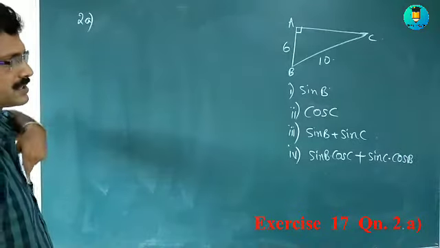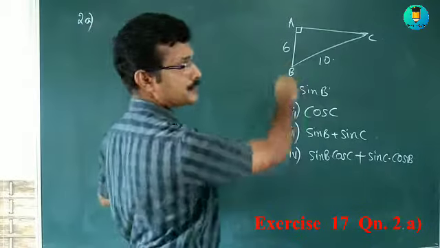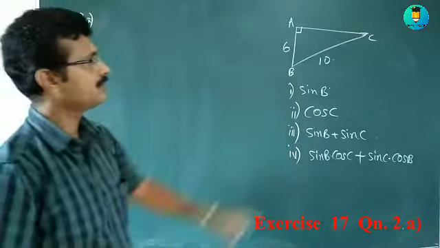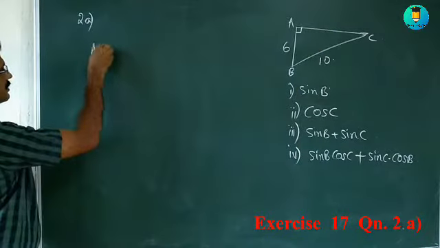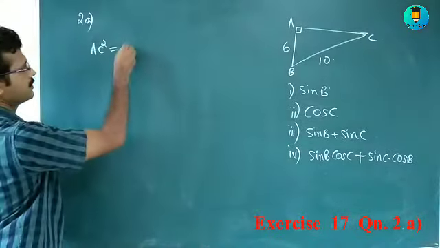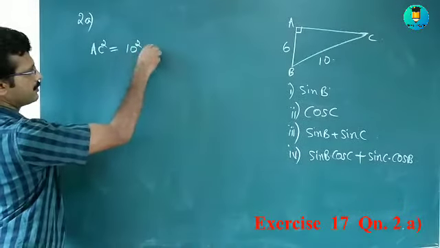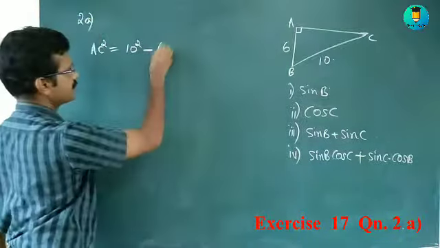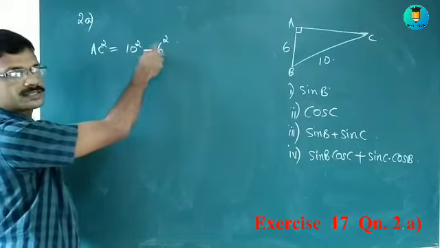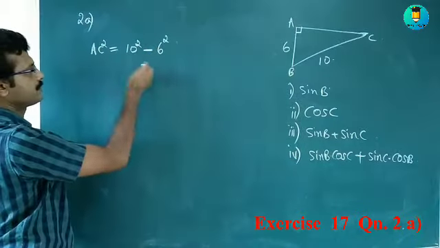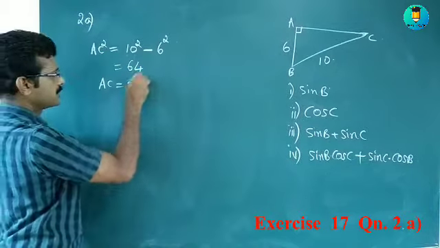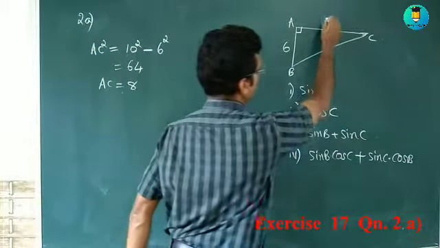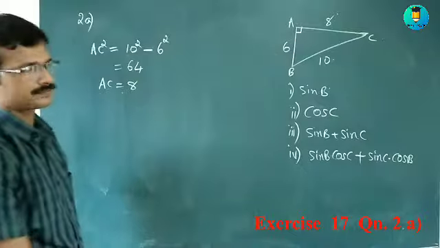These four parts we have to find out. So it is given this. In the right angle triangle, two sides are given. First of all, we will find out the third side by Pythagoras theorem. That is AC square is equal to hypotenuse square minus this side, that is 6 square. 100 minus 36, that is 64. Therefore, AC is equal to 8. So AC we got 8. Write in the figure AC is 8.